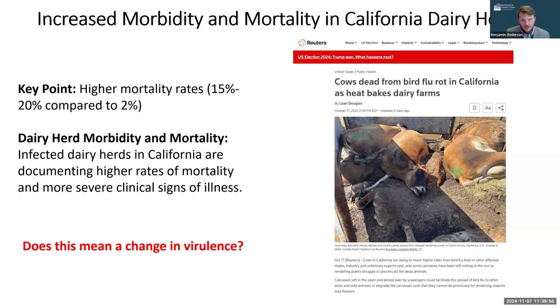So again, anytime we see a change in the behavior of the infection, that indicates, well, maybe the virus is changing. In the case here, we look at what we term virulence. Is the virus causing more severe infection? And if it is, that's something we need to pay close attention to.